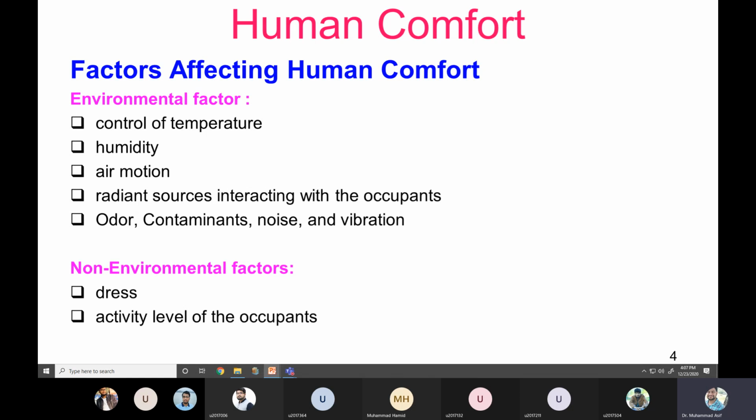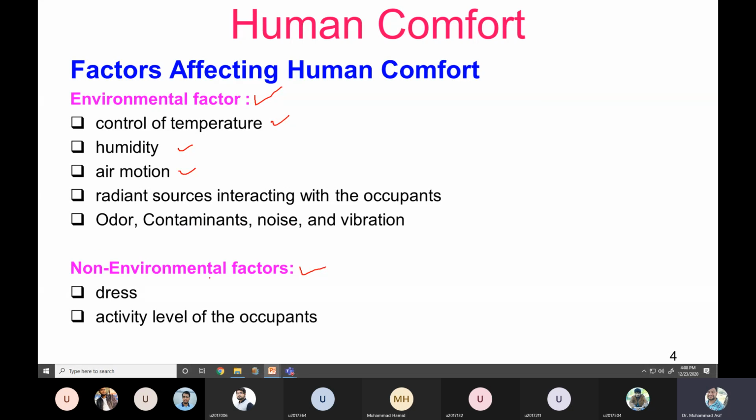Then, what are the factors that affect human comfort? Mainly, we can categorize them into two factors. One is the environmental factor, and the second one is the non-environmental factor. In environmental factors, for thermal comfort, you have to control the temperature, the humidity, air motion, and the radiant sources interacting with the occupants. There are also odor, contaminants, noise, and vibration.